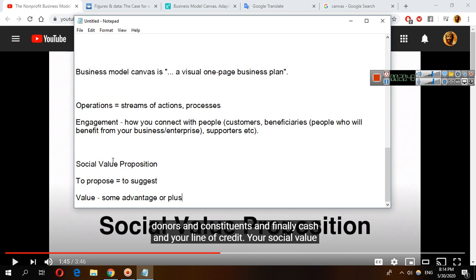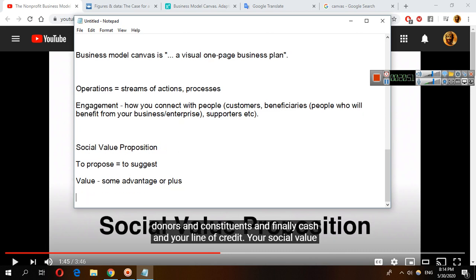So value proposition is like you propose or suggest something which is better or more effective than what exists now. So this is your value proposition, and social value proposition means it's not only good for individual human beings, but for society in general, for a larger group of people, right?